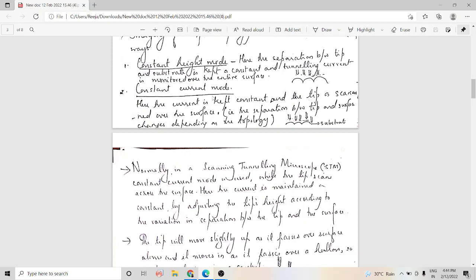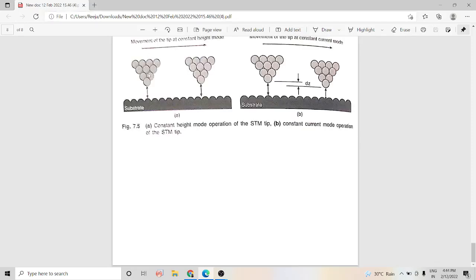I hope you have understood. That is, in the first case, in the constant height mode that is shown in the figure here, the height is kept constant everywhere. But as the surface morphology or topology changes, what happens? The separation between the tip and the substrate will vary. The separation here and at this point is not the same as the separation here. As the tip moves to this point, the separation is different. So the tunneling current will also vary.